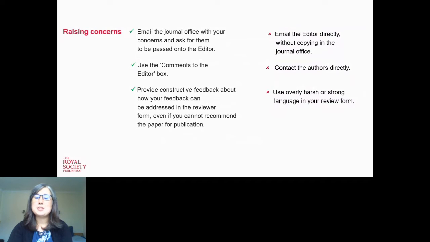Please don't simply email the editor without copying in the journal office, and you should always avoid emailing the author directly. If you have concerns about the quality of the paper that you want to communicate directly to the editor, there may be a confidential comments to the editor box in the review form. These comments will be seen by the journal office and the editor, but shouldn't be seen by the author. Finally, when you provide feedback to the author, it's always important to write constructive feedback in a courteous way, even if you think the paper is poor. Remember, it's helpful for the authors to have constructive feedback to address, even if it's ultimately rejected by the journal you are reviewing for.